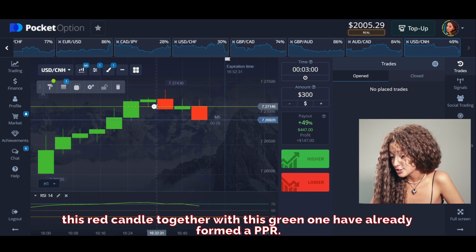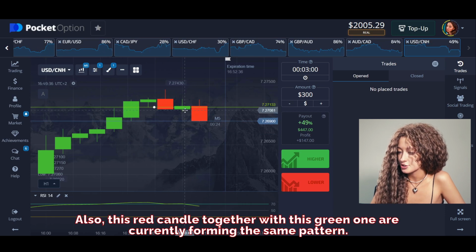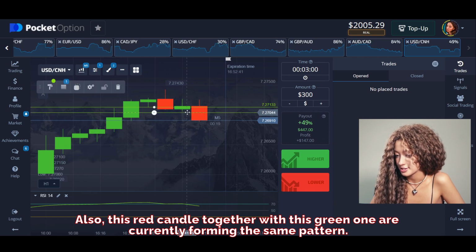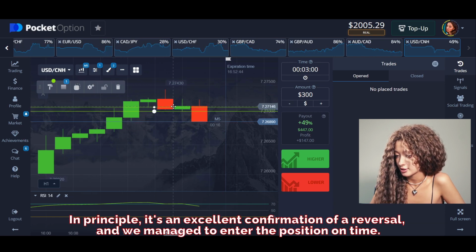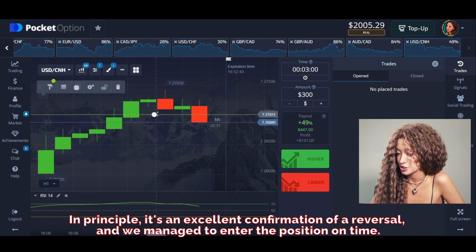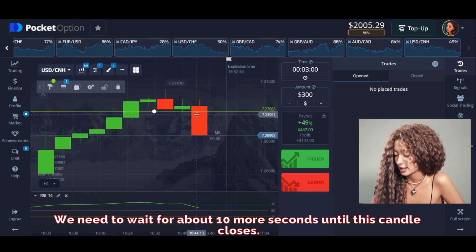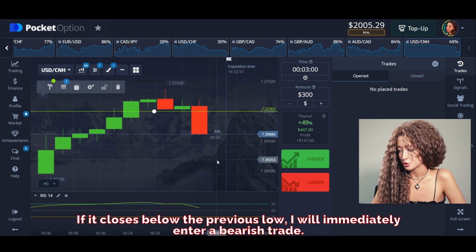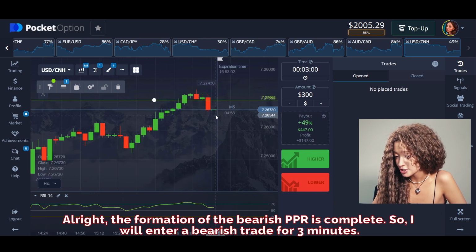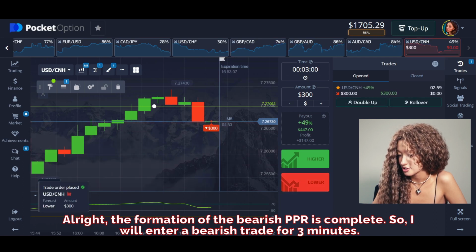Look here. This red candle together with this green one have already formed a PPR. Also, this red candle together with the green one is currently forming the same pattern. In principle, it's an excellent confirmation of a reversal, and we managed to enter the position on time. We need to wait for about 10 more seconds until this candle closes. If it closes below the previous low, I will immediately enter a bearish trade. Alright, the formation of the bearish PPR is complete. So, I will enter a bearish trade for 3 minutes.